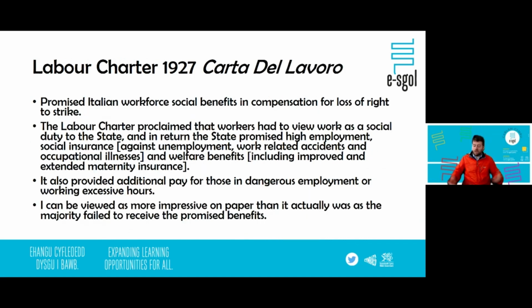The Labour Charter, another key measure introduced, Carta del Lavoro, promised Italian workers social benefits in compensation for the loss of the right to strike. The Labour Charter proclaimed that workers had to view work as a social duty to the state. It wasn't just something they did to earn money, it was a duty to the state. And in return, the state promised it would introduce high employment, social insurance, so against unemployment, and welfare benefits, including improved and extended maternity leave as well. It also provides additional pay for those in dangerous employment or working excessive hours.